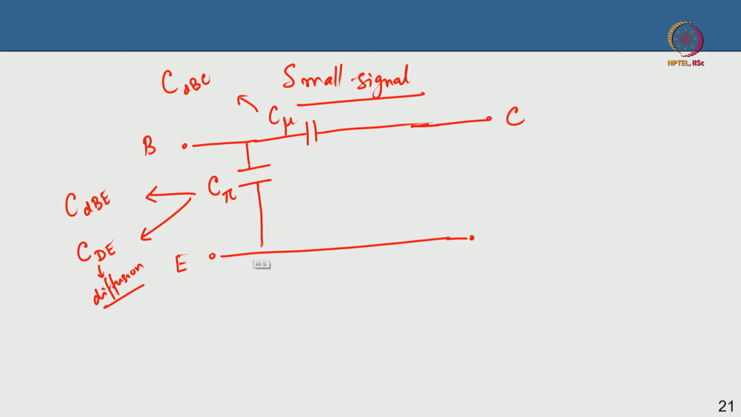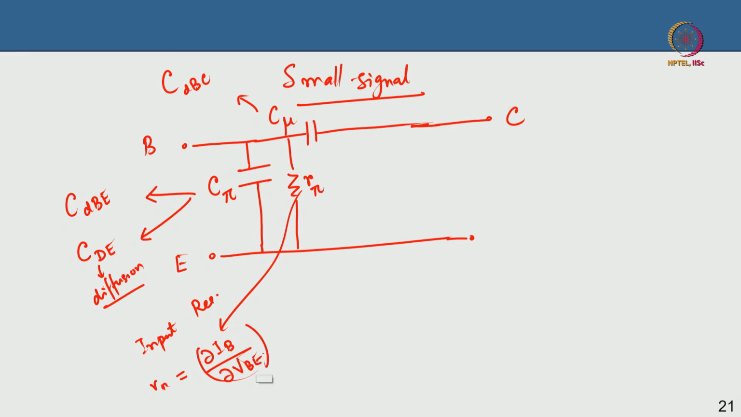Now between the base and the emitter, which is the input, you have an input resistance, I call it R of pi, and this R of pi is your input resistance. I can say that this R of pi is equal to actually the rate of change of input current with respect to the input voltage, inverse. Essentially how is the input current, which is the base current, changing with respect to the input voltage, which is your base emitter voltage, and if you do that you will find that this comes out to be kT by q times IB.